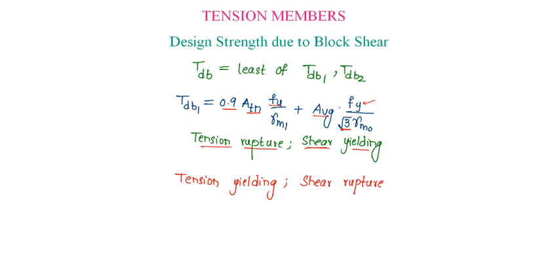In which the TDB2 is given as, since tension is in yielding, gross area should be considered for tension and Fy also should be considered by gamma m0, and shear is in rupture, so net area with a factor 0.9 is considered for shear, and since it is rupture, ultimate should be taken, so Fu by gamma m1, and whenever shear is encountered, root 3 should be divided.